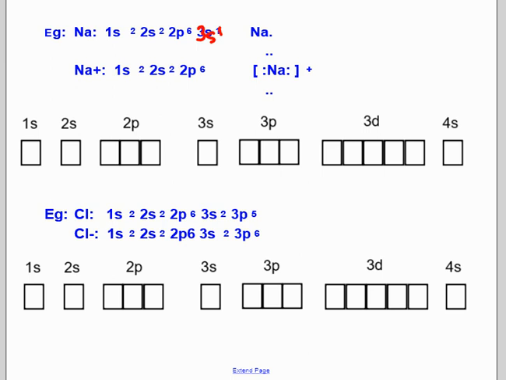If I were to draw an orbital diagram for sodium, I have two electrons in the 1s level, 2 in the 2s level. We fill in 6 in 2p and 1 in 3s. This is my valence shell. There's only 1 electron there.